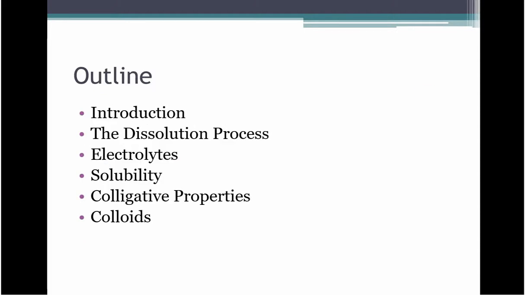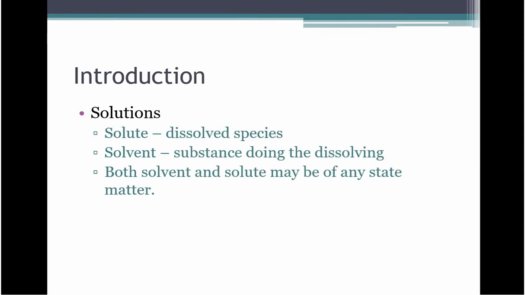Alright, so we're going to start off with just a real introduction to what we've been talking about. We're going to start off with what a solution is, which hopefully will be a review from 111, and then we will get into what electrolytes and solubility really means, and from there we'll get into influencing solubility.